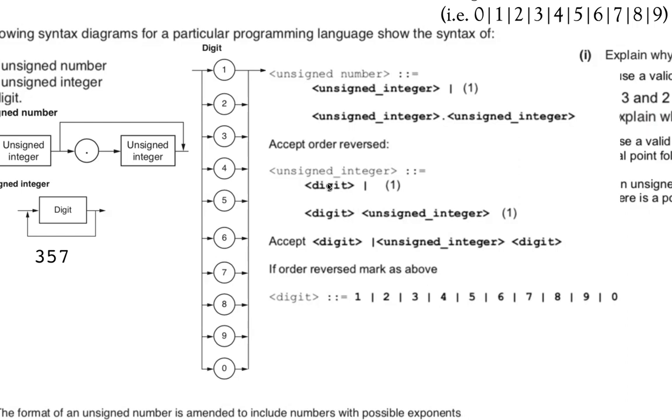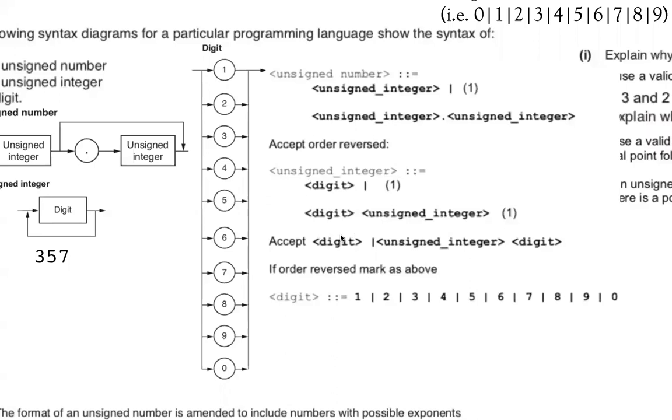Now, this is an alternate answer, right? This is an alternate answer, and actually this answer makes more sense. I'll explain why. So we're going to be using this form. An unsigned integer is what? It is a single digit, or it could be an unsigned integer followed by a digit. Now let's check this out.